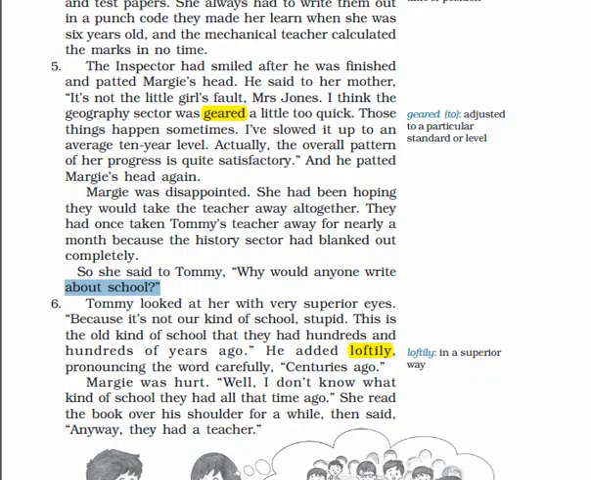In this passage, after fixing the mechanical teacher, the county inspector reassures Margie's mother that the problem wasn't Margie's fault. The geography lessons had been set too fast for her age, so he adjusted them to match a 10-year-old level. He tells her mother that Margie's overall progress is actually good. Despite this, Margie is disappointed because she was hoping the teacher would be taken away, like when Tommy's teacher had been removed for a month due to a malfunction of the history section. She's still frustrated. She wonders aloud why anyone would write about school.